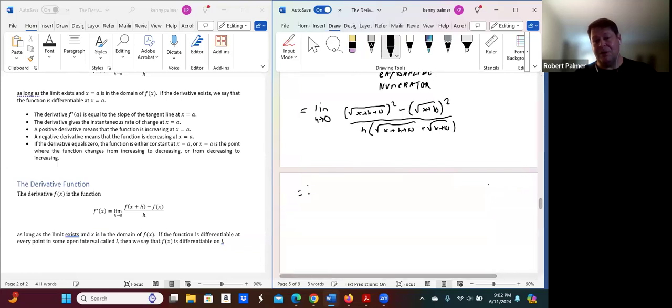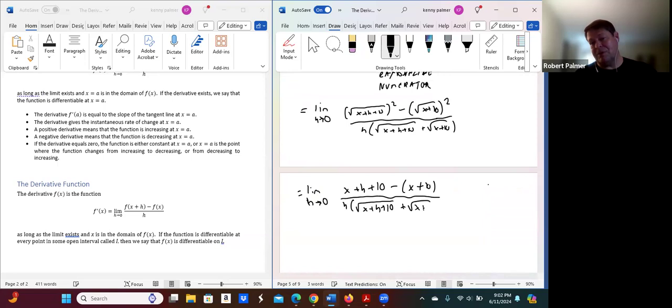And so this is still, the limit as h goes to 0 of, up top then we just have x plus h plus 10, same thing here, minus what's underneath, which is x plus 10. Then down here, we still have h, and then times this whole thing. Like I said, does get tedious to write out. X plus h plus 10 plus the square root of x plus 10.